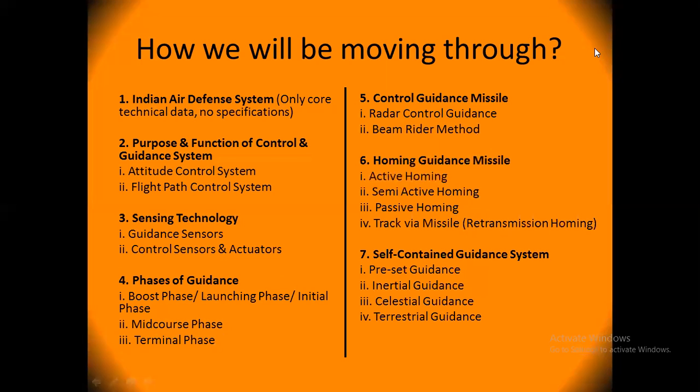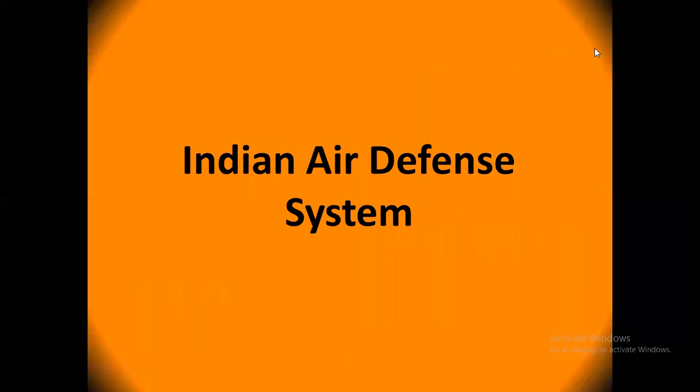Then we'll also be looking into sensing technologies, that is, how to detect an object. We'll be learning about that. Then the phases of the guidance, from the initial to the final terminal phase, we'll be understanding that. Then the control guidance missiles, the homing guidance missiles, and the self-contained guidance systems. These guidance systems will be taken care of by John. So first I'll start with the foremost thing, that is the Indian air defense system.